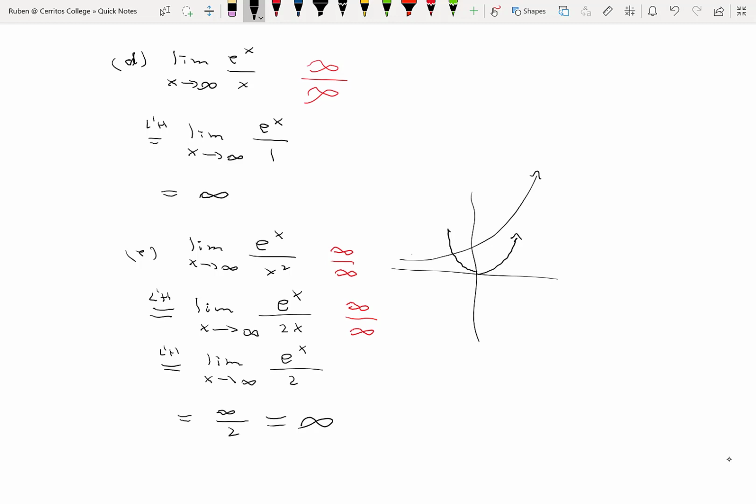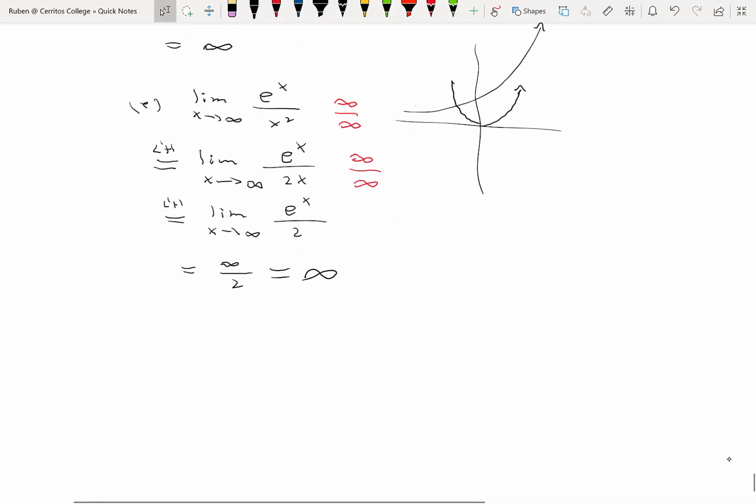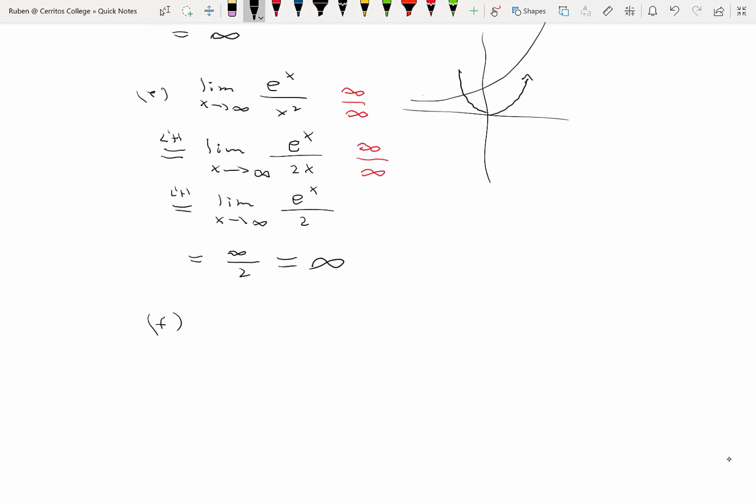If I had x cubed in the denominator, and I took the derivative, I would get 3x squared, which still goes to infinity. If I took the derivative of 3x squared, I'd get 6x, which still goes to infinity. If I took the derivative of 6x, I'd get 6. If you didn't get that, you can always skip through this example if you know what I just said.